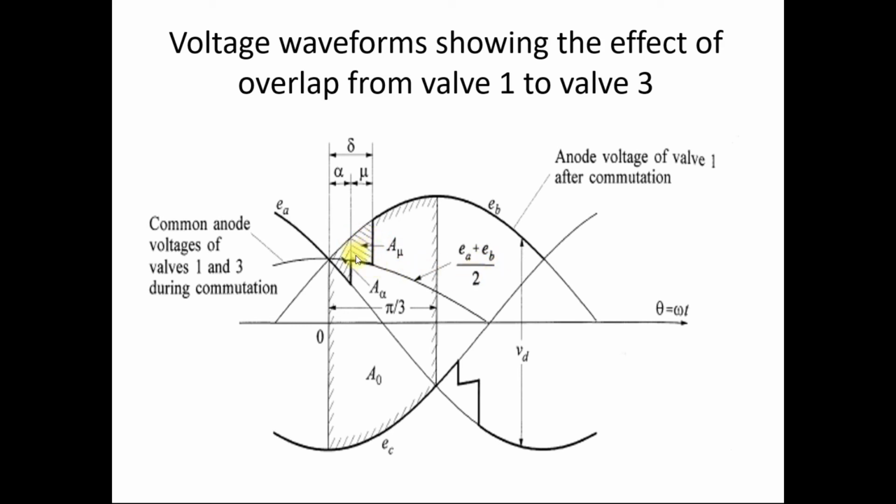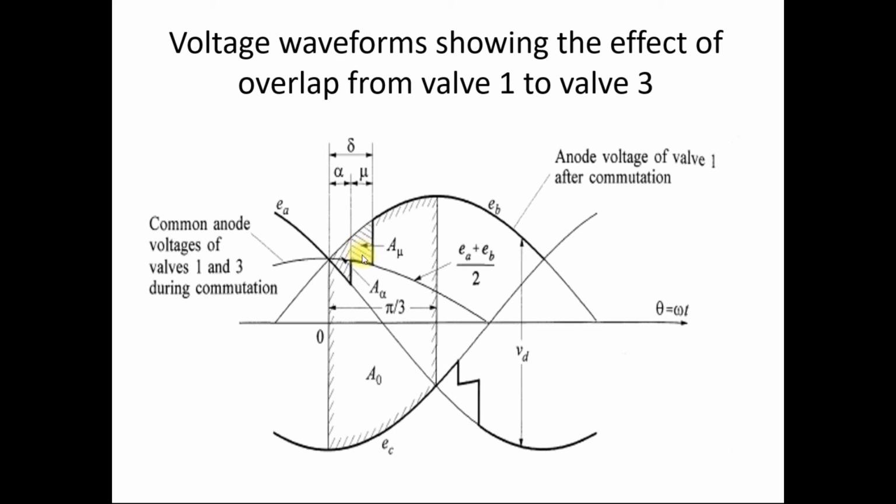So in your output voltage, this much voltage is reduced. This is highlighted in this waveform. This much voltage is reduced, and the area of this voltage reduction is A nu. So we mathematically derived how much voltage is reduced because of these commutations. This is the waveform when commutation happens only between valve number 1 and 3. Clear?